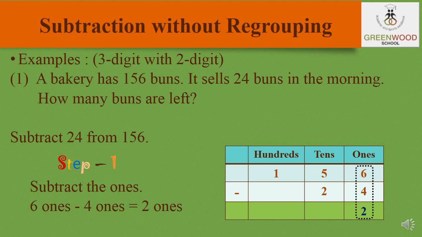Second topic, subtraction without regrouping. Without regrouping means we will not borrow any number from any place. It will be clear with an example. First, a 3-digit number with a 2-digit number. A bakery has 156 buns. It sells 24 buns in the morning.